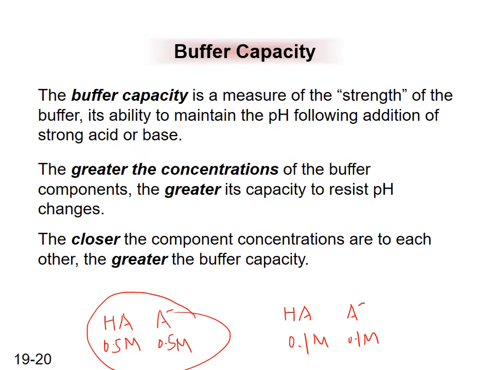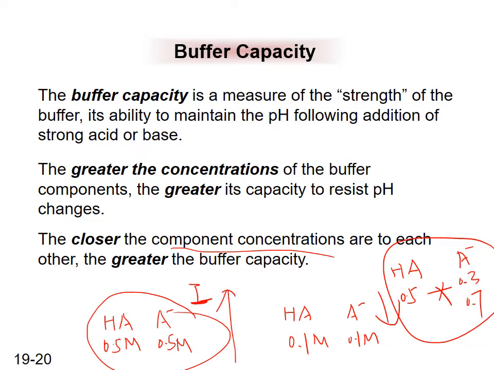The second factor is how close the two components, the acid and the conjugate base, are to each other. So let's also compare two solutions. In this one, we have both acid and conjugate base at 0.5. Let's have another one which has acid also at 0.5, and the base different, so maybe let's say 0.3, or it can be 0.7. As long as these two are different, then this capacity is lower and this is higher capacity.